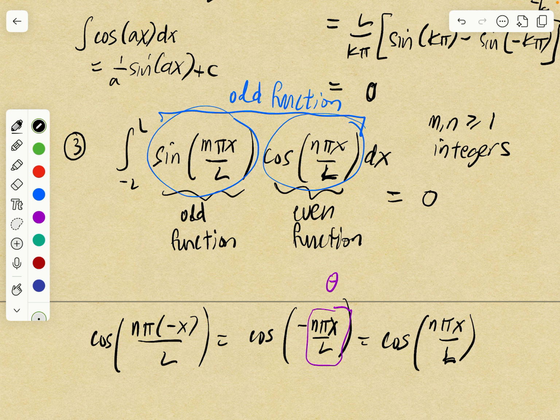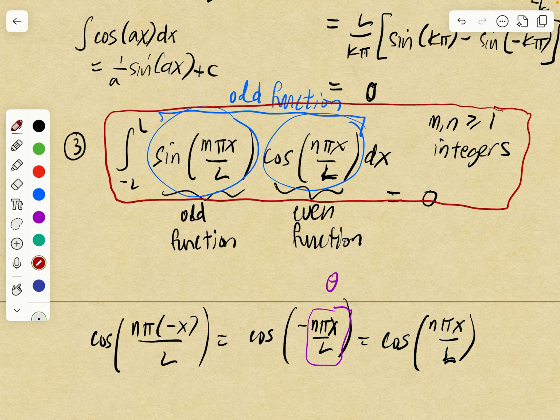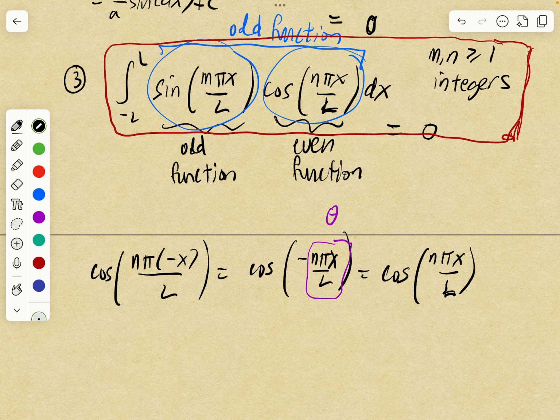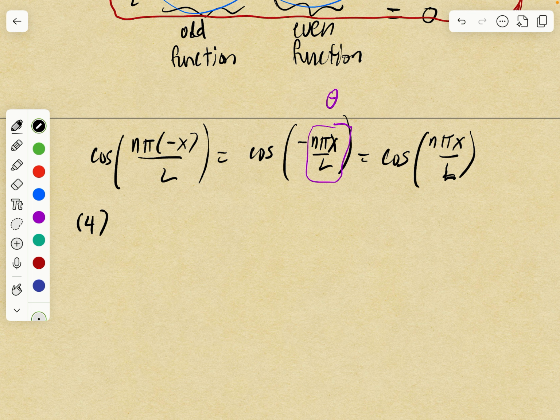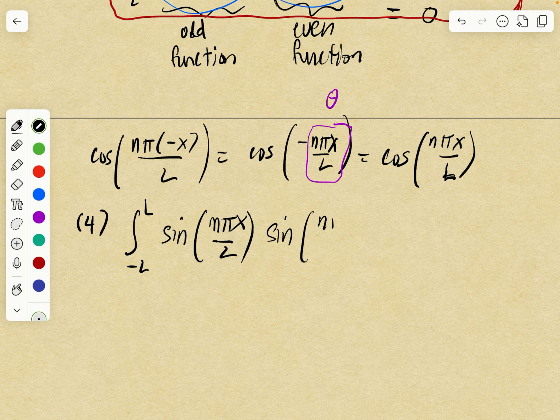So that's the third property, the third integral that we're looking at: the integral of a product of sine and cosine, sine of m pi x over L times cosine of n pi x over L, from negative L to L is 0. And now we're going to look at what happens when you have sine times sine and cosine times cosine. Those are the last two. So now we're going to figure out the integral from negative L to L of sine of m pi x over L times sine of n pi x over L.